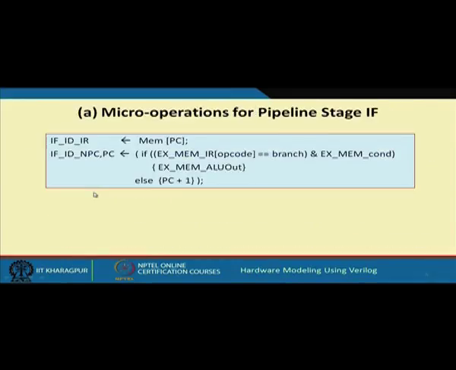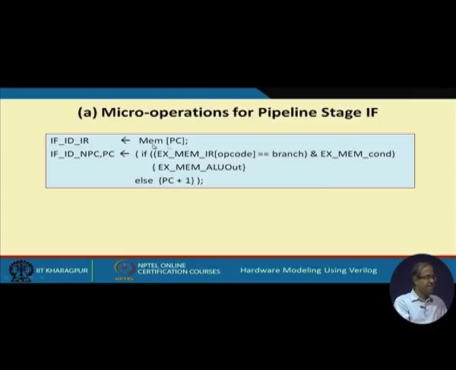Okay. So, now let us straight away look at the micro operations for the different stages, assuming that we are having a pipeline implementation. First, the instruction fetch. Whatever we are showing here, we shall be directly translating into Verilog code later.